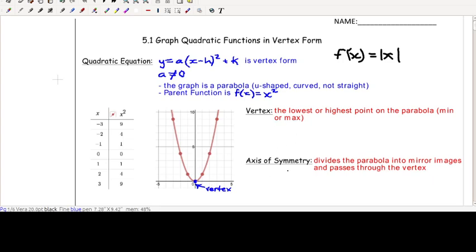A parabola also has an axis of symmetry, which divides the parabola into mirror images and passes through the vertex. On this graph, my axis of symmetry that would turn this into mirror images on both sides is the y-axis in this case, not always going to be the case. So that would be the vertical line x equals 0. This is my axis of symmetry.